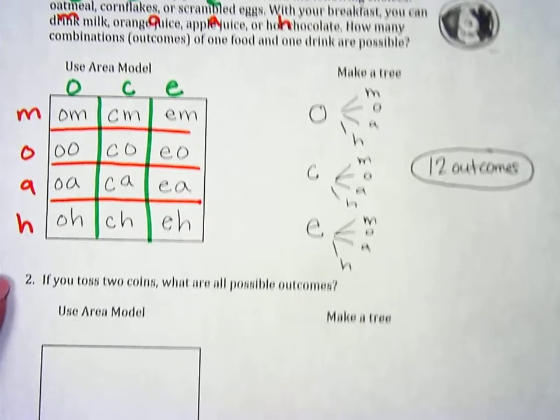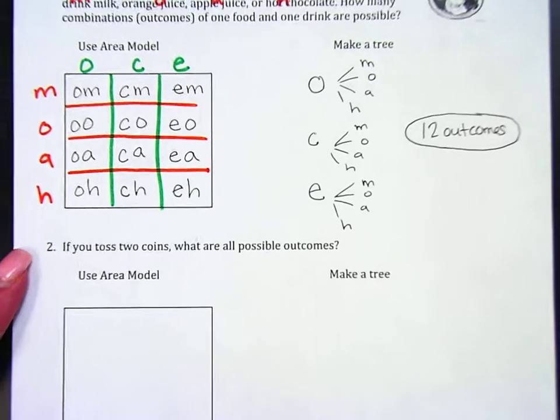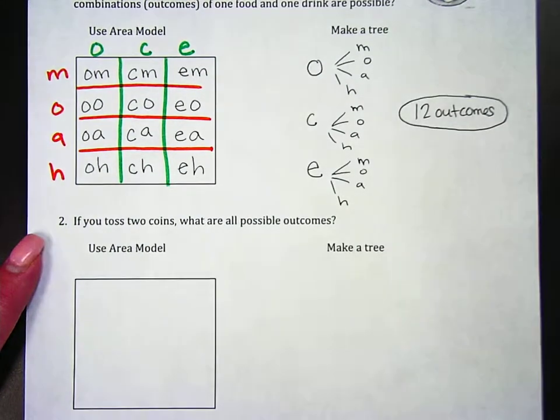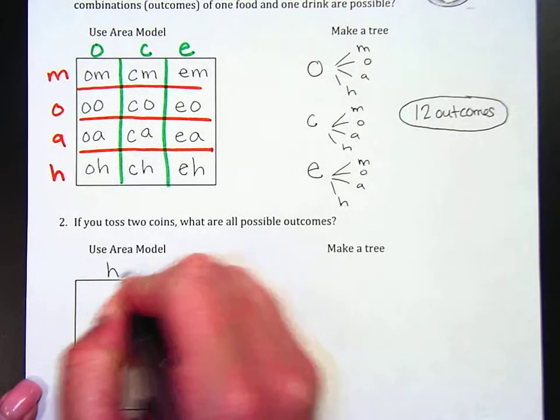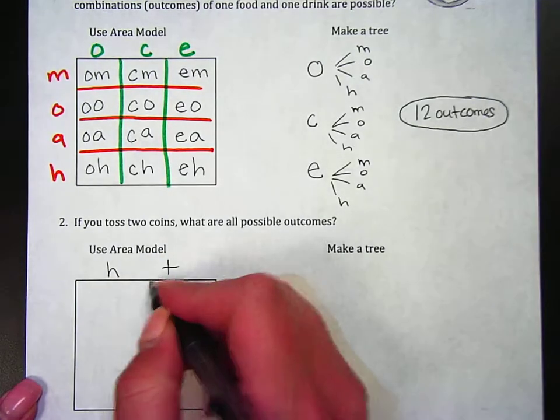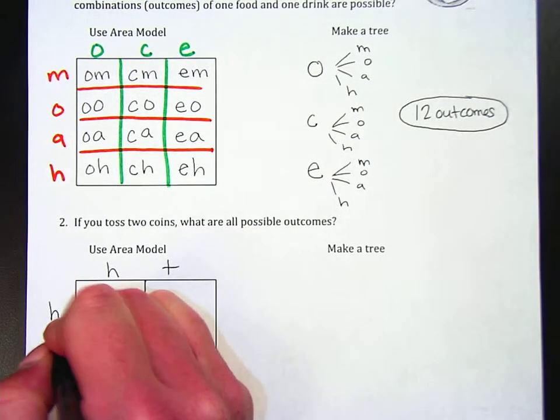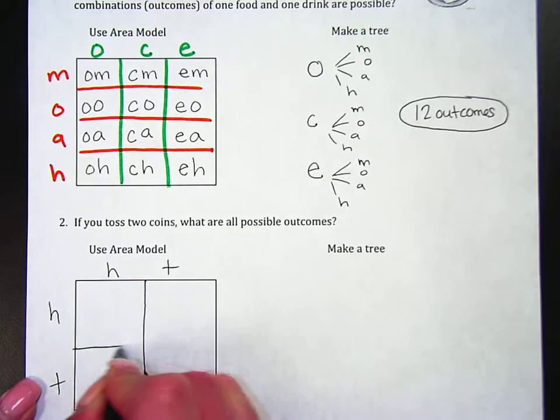All right, so let's look at our second one. I'll zoom out a little bit in case you're still writing the first one. If I was tossing 2 coins, what are the possible outcomes? So for my first choice, I could have heads or tails, and then I could have heads or tails.